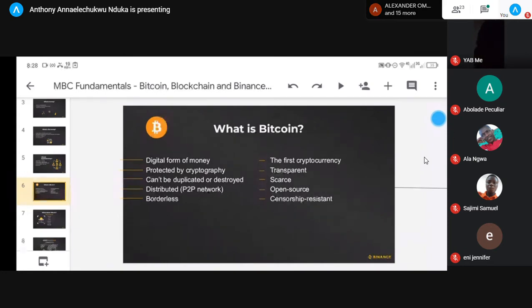Developers and programmers, because it's open, you can actually see the code that was used in creating this Bitcoin. Now, it's borderless. You can transfer it anywhere in the world. Nobody will hold you. Nobody will step you down. If you want to send it to America, you don't need the Nigerian government to tell you to stop sending. It will just go by itself. Nobody will hold you as long as you have internet.